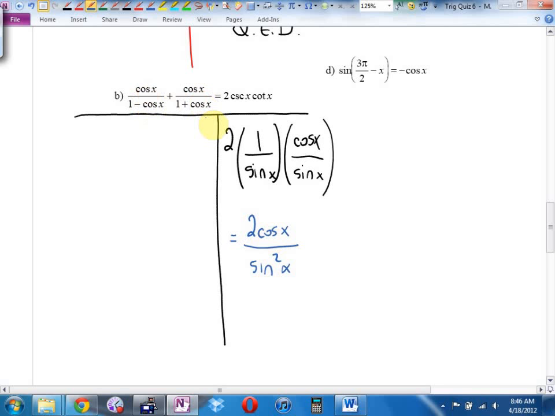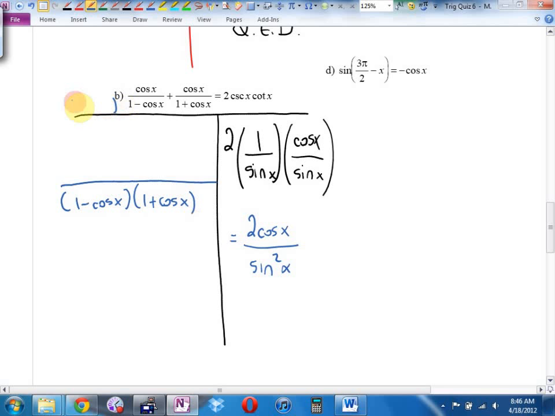Now, to add fractions is the most difficult fraction operation. I need a common denominator. What do I have on the bottom of the first fraction? Read it out to me. What's the bottom on the second fraction? You know what my common denominator is? 1 minus cos, 1 plus cos. The same way as if I had a 4 there and a 5 there, my common denominator would be 4 times 5. 20! My common denominator is going to be 1 minus cos, 1 plus cos.